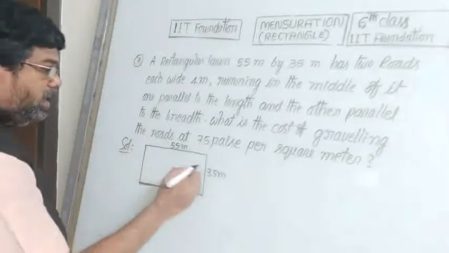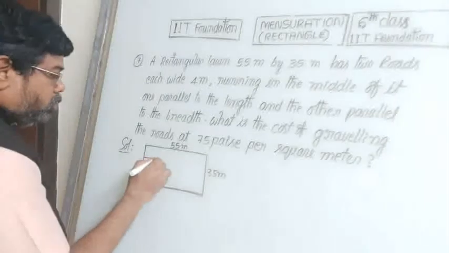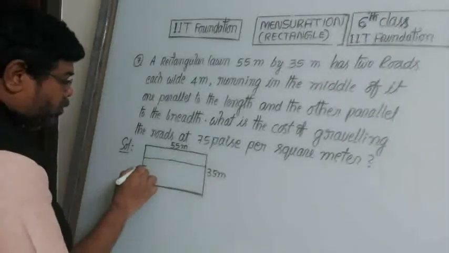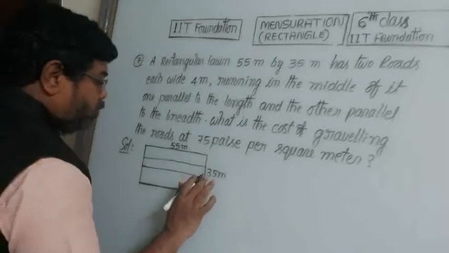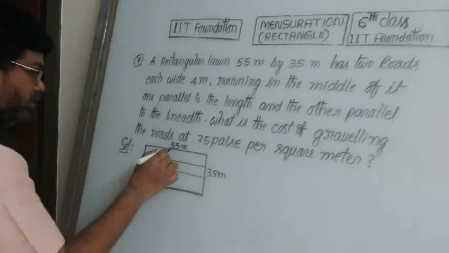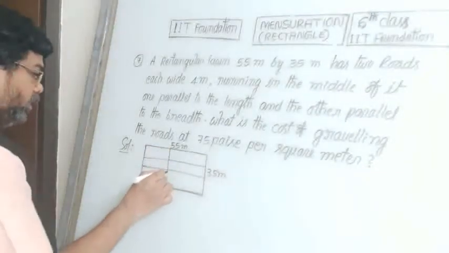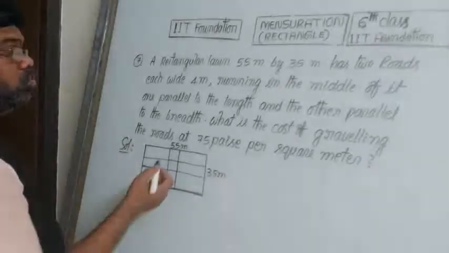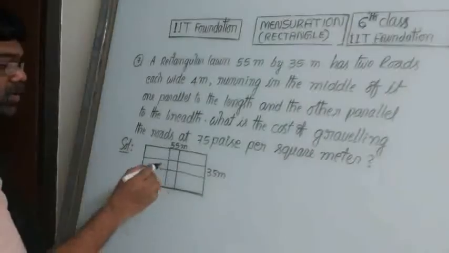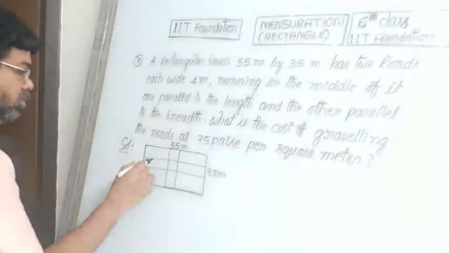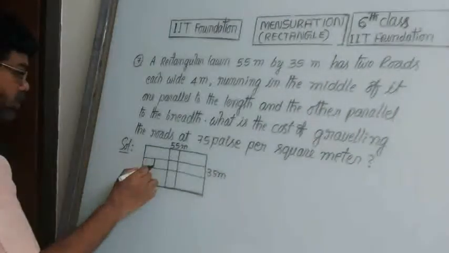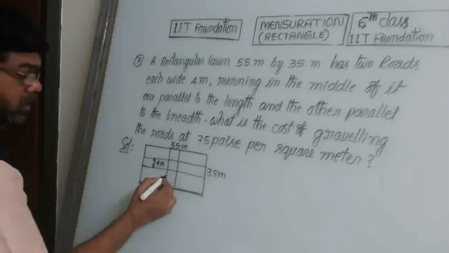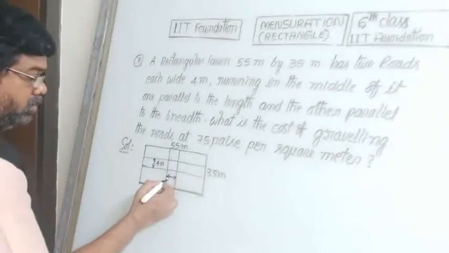So a road is there parallel to the length, having 4 meter width. In the middle, another road parallel to the breadth here. So two roads are there, one parallel to the length, the other parallel to the breadth. The road width is 4 meters here, and this road width is also 4 meters.